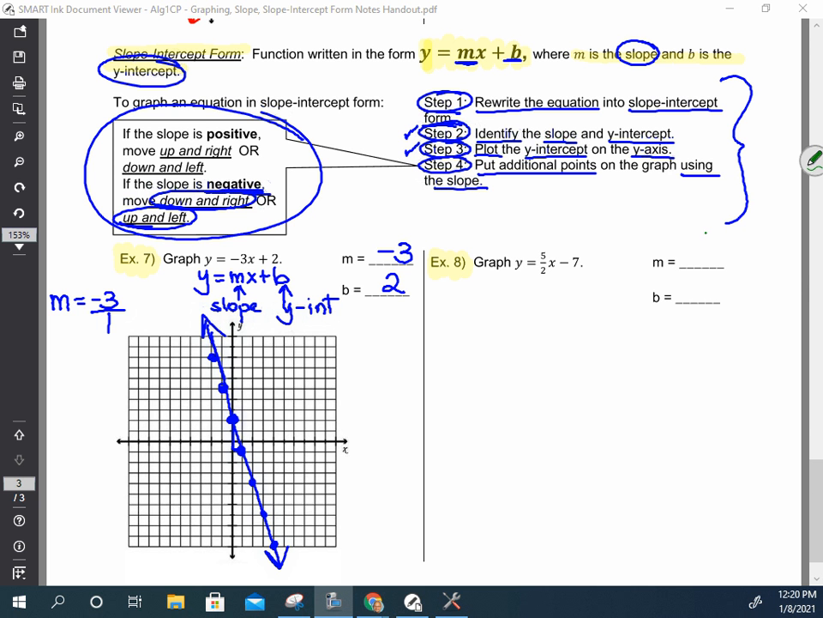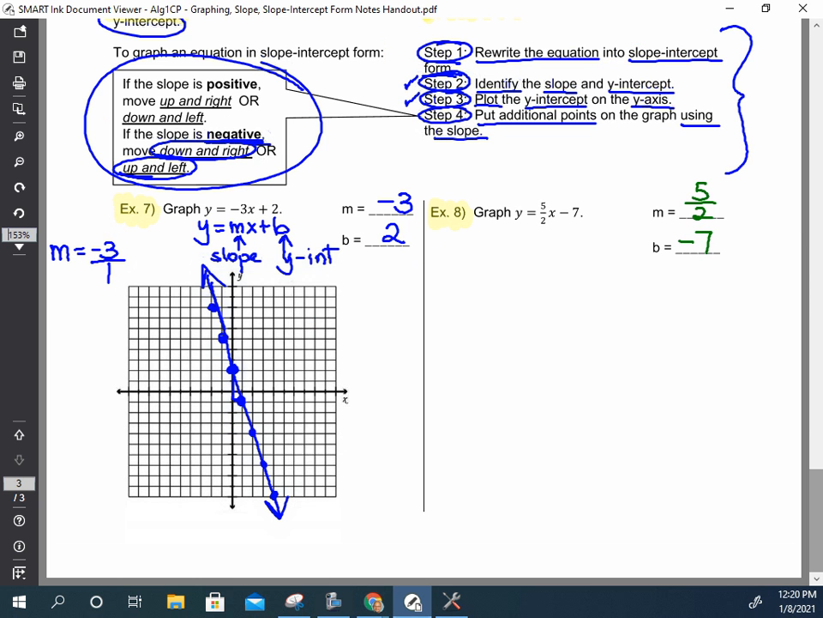5 over 2. What's the y-intercept? Negative 7. Beautiful job. So again, I have a blank area. This is for those people who don't have graph paper. You don't get the excuse of not doing the graph. You're going to draw it yourself.